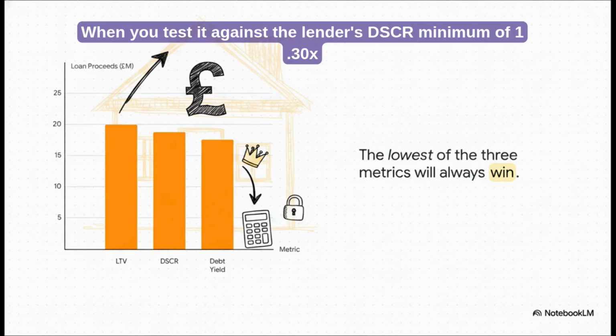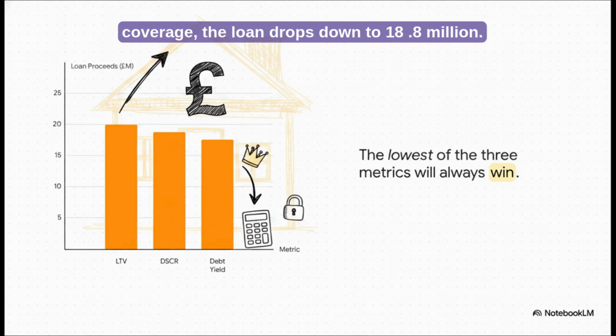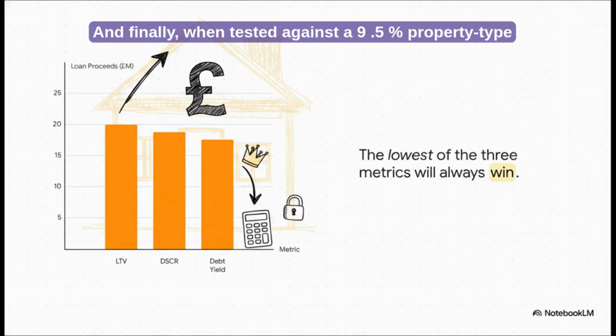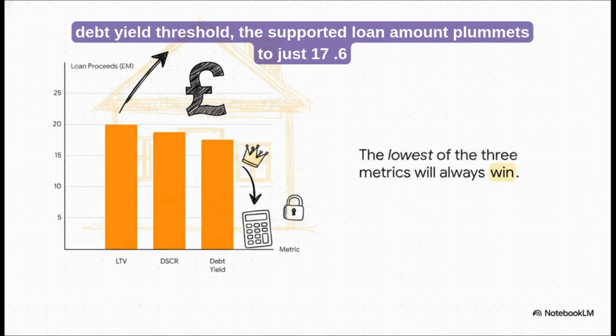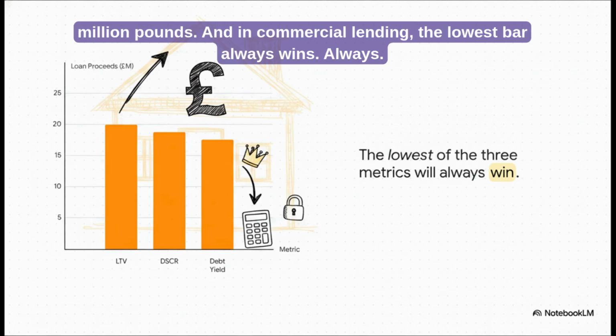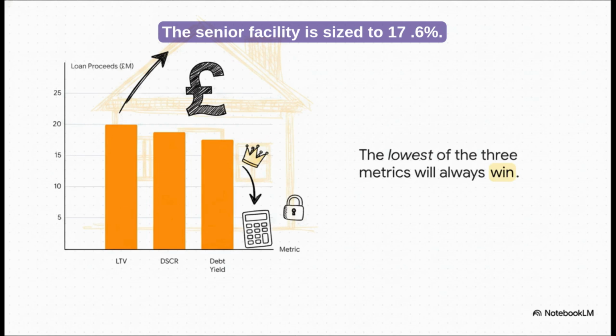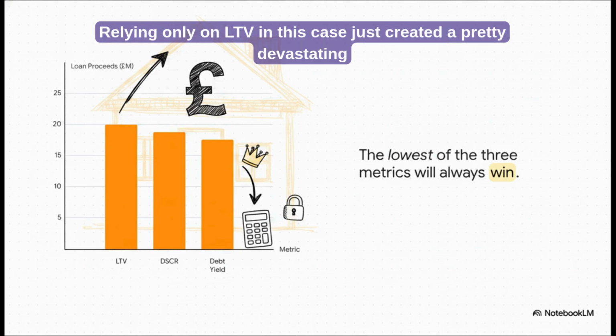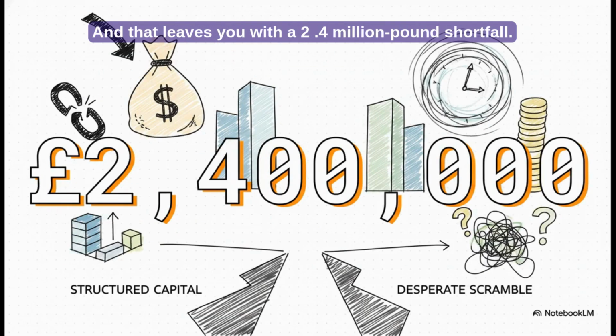Incredible. But wait, when you test it against the lender's DSCR minimum of 1.30x coverage, the loan drops down to $18.8 million. And finally, when tested against a 9.5% property-type debt yield threshold, the supported loan amount plummets to just £17.6 million. And in commercial lending, the lowest bar always wins. Always. The senior facility is sized to $17.6 million, not the $20 million your headline LTV implied. Relying only on LTV in this case just created a pretty devastating surprise for your business plan. And that leaves you with a £2.4 million shortfall.